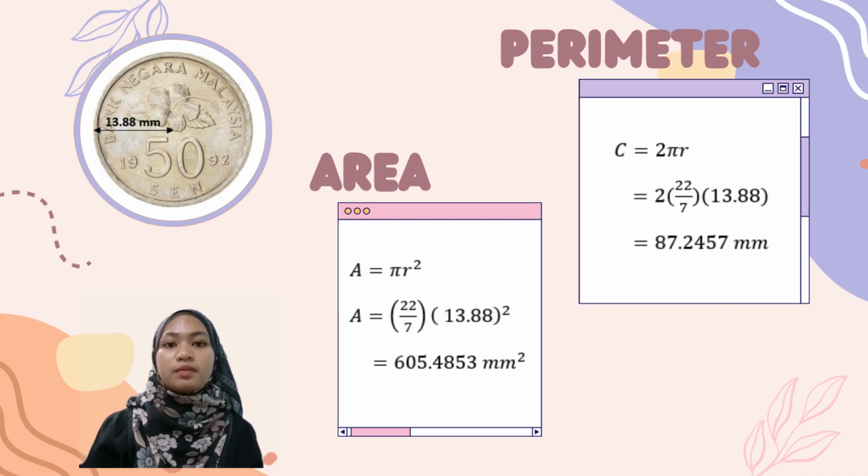Next, perimeter. The formula for the perimeter is 2 pi r, so the calculation is 2 multiplied by 22 divided by 7 multiplied by 13.88. So the answer is 87.2457 millimeter.